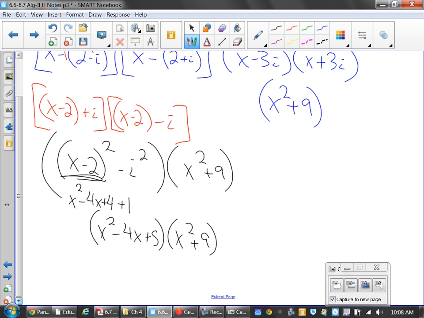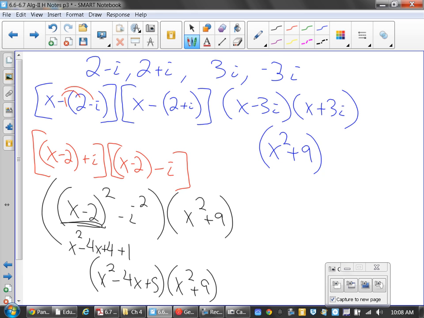Notice what we did again was that we just set it up as x minus 2 plus I, minus I. It's the same thing every single time because of the way the values are written. You wind up taking the x minus 2 quantity squared, FOIL it, add 1, and it works.